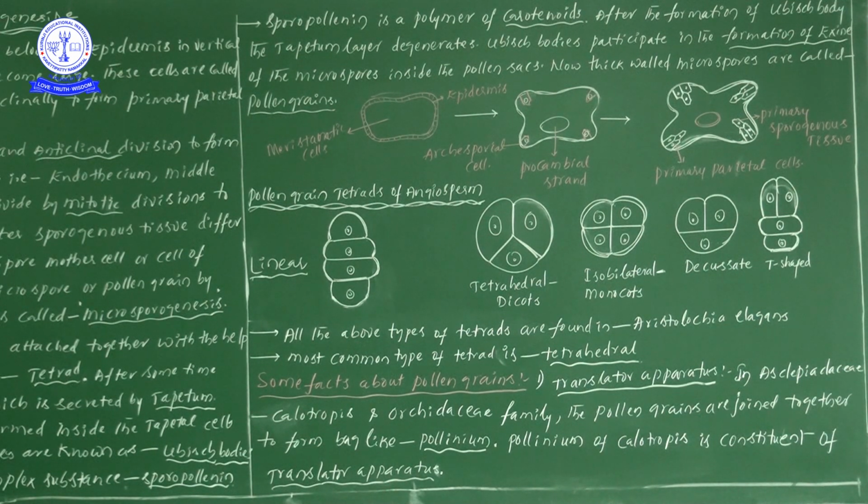Next one, some facts about pollen grains. Here I brought only one fact for you, but there are still many, approximately 9. In the next class I will definitely give you the rest. First fact: translator apparatus in Asclepiadaceae, or simply Asclepi. This is one family name. The best example is Calotropis.